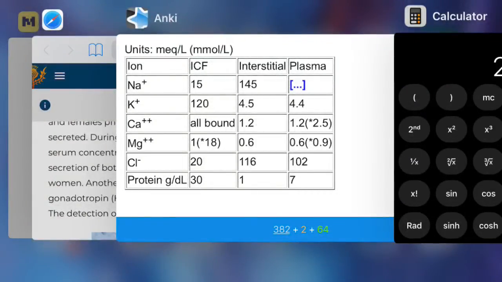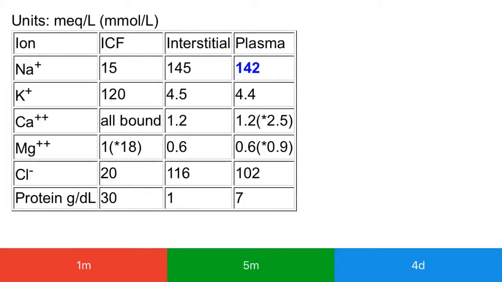Remember, this is one card, and one card comes from one note. But not one note, just one of my notes. Anyway, plasma concentration. I do not recall. Basically the same as the interstitium, which makes sense.